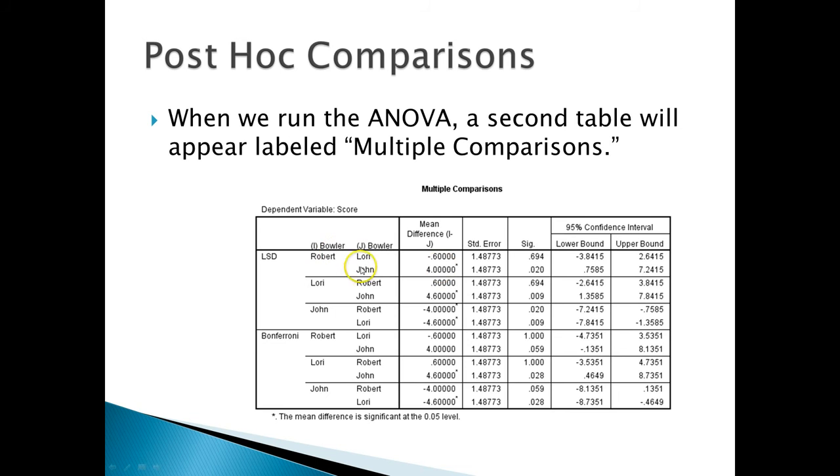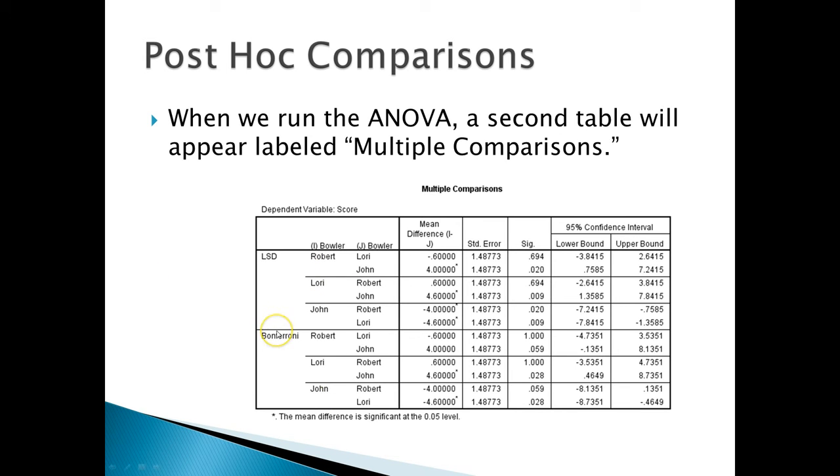Well, this leaves out Lori and Robert. I'm sorry, that's not right. This leaves out John and Lori. So we go to right here, either Lori John or John Lori, same thing. And there's a difference of 4.6, so Lori performed 4.6 over John. Significance level 0.009 does not include 0. So again, there's a significant difference between Lori and John's scores. So basically, Robert performed above John, Lori performed above John, but Robert and Lori were tied. So even though the means are different, it's a statistical tie.